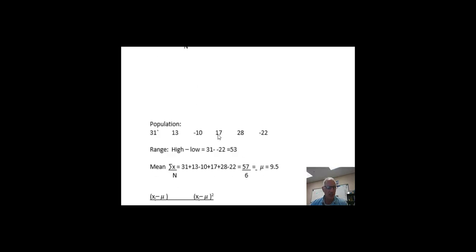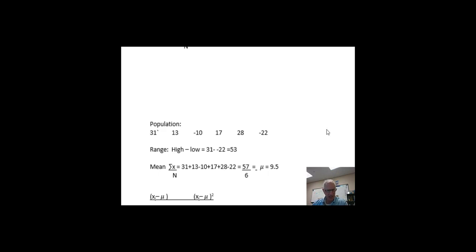For most statistical applications that we're going to be analyzing, we'll be using a sample. But in this particular problem, I'm going to be using a population to give you some experience using population data. So let's look at this problem. We have a population, and it's a small population: 13, 31, negative 10, 17, 28, minus 22.